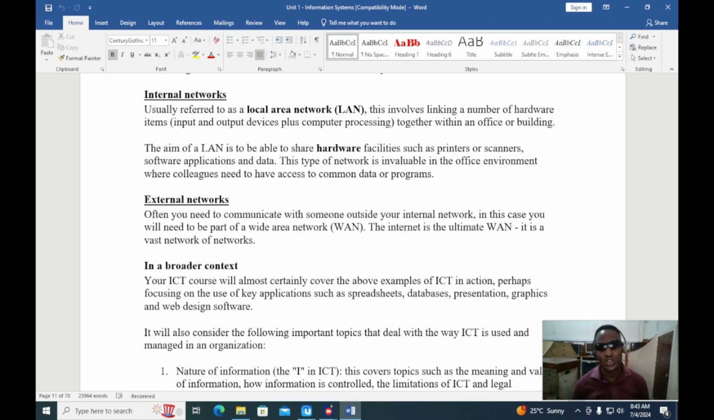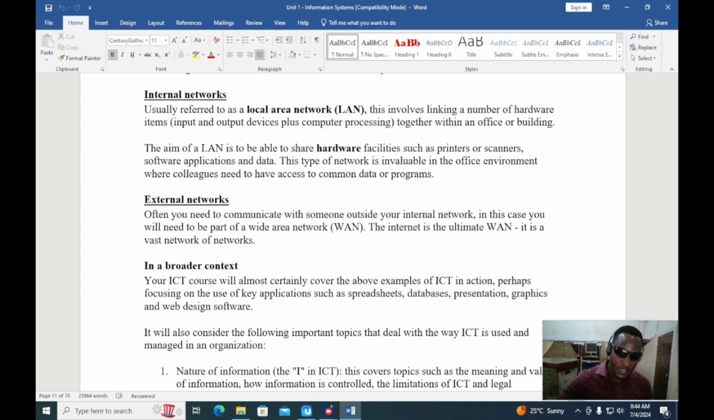So at times you not only need to communicate to departments within your organization, but you also need to communicate to some people or organizations outside your own internal network. So in this particular case, you will need to be part of a wide area network, what we call the WAN. And we look at the internet as the ultimate wide area network. It is the vast network of networks. That's why many books, many writers, many publications, many people would say the internet is a network of networks.